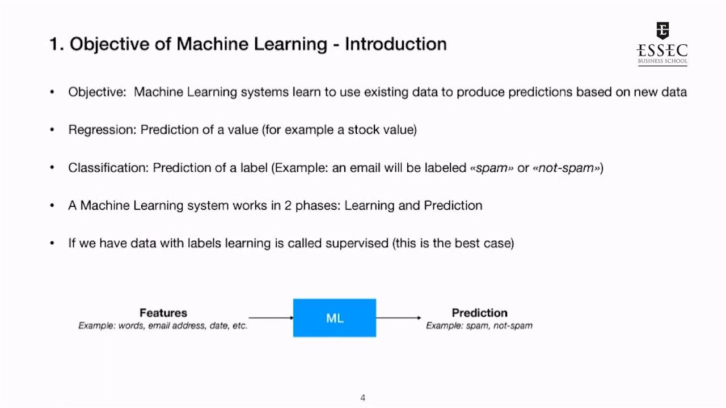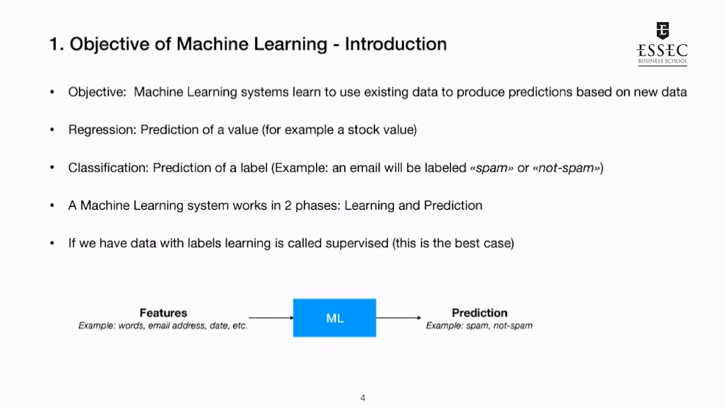How do we make learning and prediction for a given email? We do this by using what we call features. Each email will have features, and features can be some words in the email. It can be the address of the sender, the date at which the email was sent, the origin, the location from which the email was sent, the IP address, whatever.